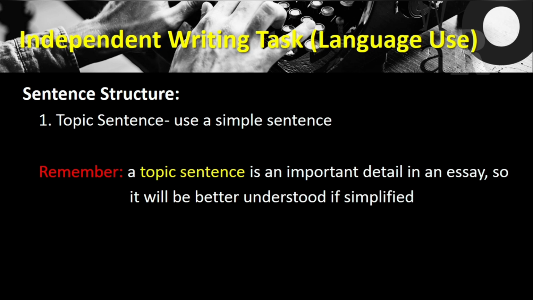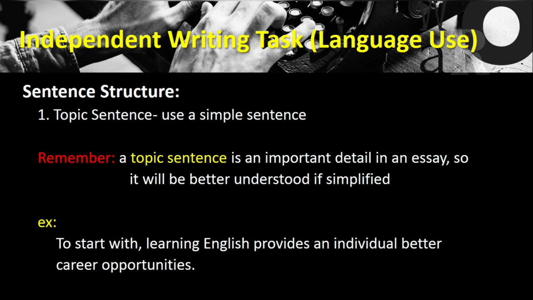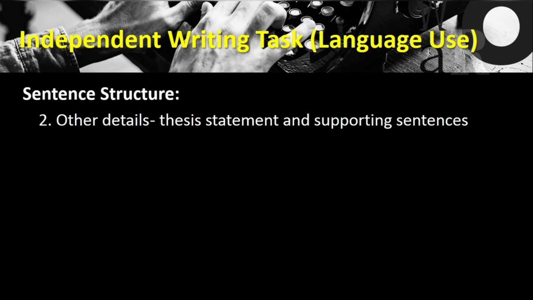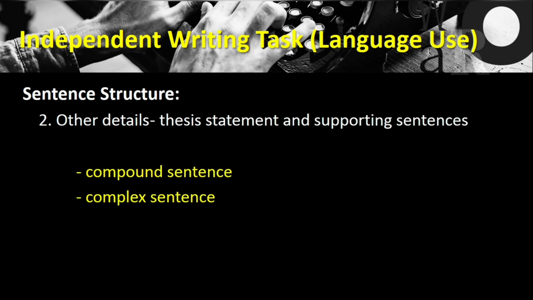For example, you may write your topic sentence like, to start with, learning English provides an individual better career opportunities. As you can see, our sample sentence has a topic, which is learning English, then the controlling idea provides an individual better career opportunities. Again, by doing so, you are able to convey your message in a clear and direct manner.